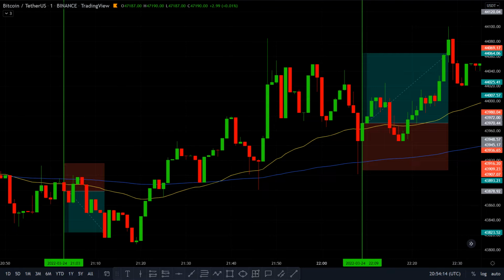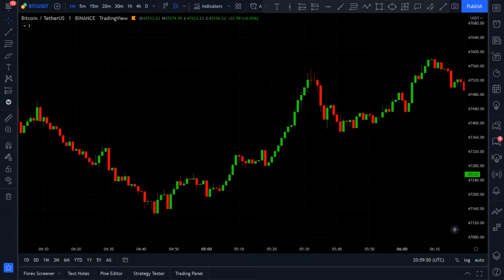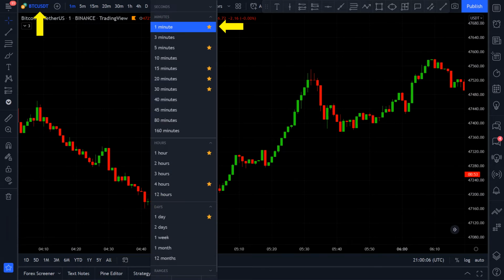Today I brought you a simple 1-minute Bitcoin scalping strategy that surprisingly worked for me. Let's get right into it. So first go to TradingView and open up the Bitcoin USDT 1-minute chart.